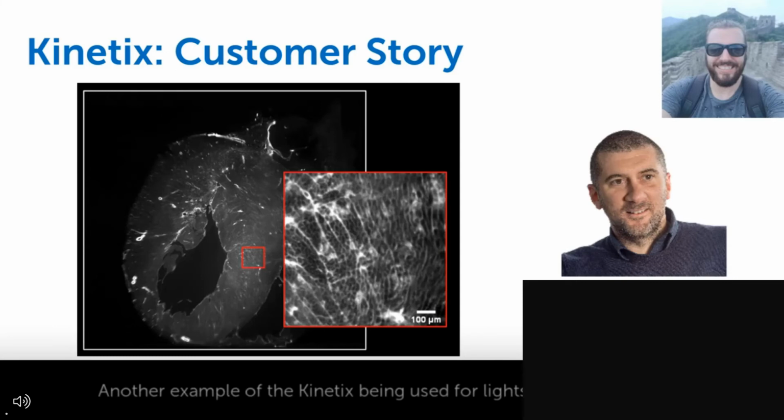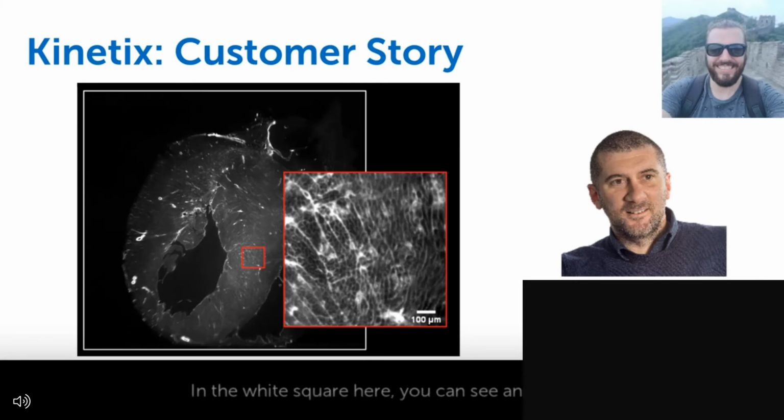Another example of the kinetics being used for light sheet comes from Dr. Leonardo Ciccone. Dr. Ciccone is imaging cleared mouse hearts. So the image here you can see is a clarity cleared mouse heart. Often it would take, again, a good number of different acquisitions in order to capture a very large sample. But by pairing the kinetics with a custom 2x telecentric lens, you can capture a field of view like this in the centimeter range, allowing you to get a whole picture of the heart in just one acquisition.